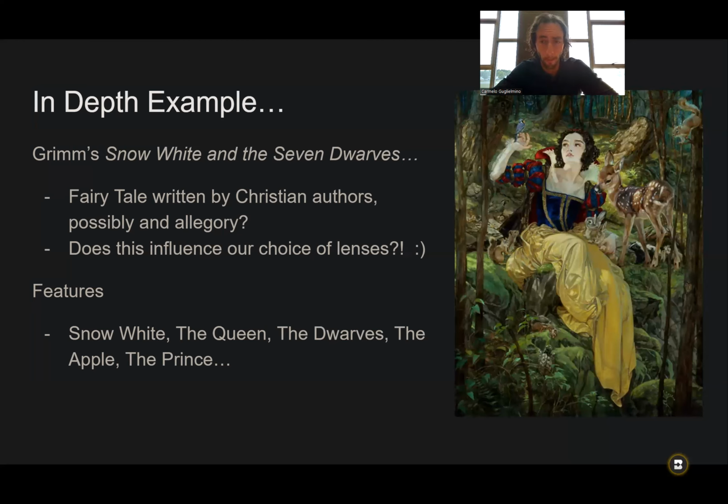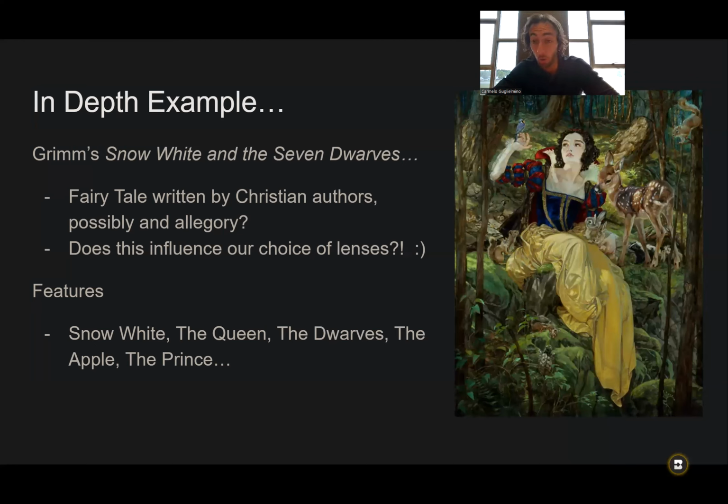Some things to consider before we do this. This is just food for thought. I usually like to discuss this a lot more in class. We know that Grimm's Snow White and the Seven Dwarfs was written by Christians and was most likely supposed to be a Christian allegory, okay? That means that it's supposed to be a Christian story that tells us the essential truths of Christianity in the form of a fairy tale. That's why they wrote it, okay? Does this influence our choice of which lens to use? Some students will say, well, yeah, that means that we have to use the Christian lens and that's going to be the best one and we should only use the Christian lens.